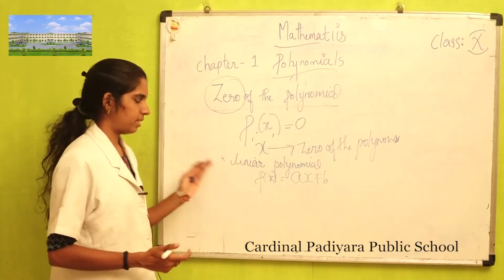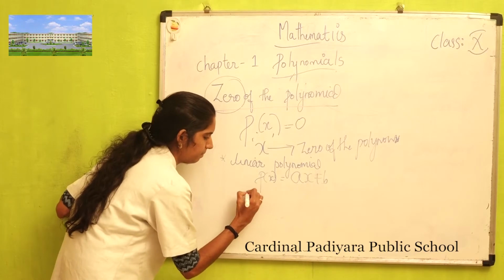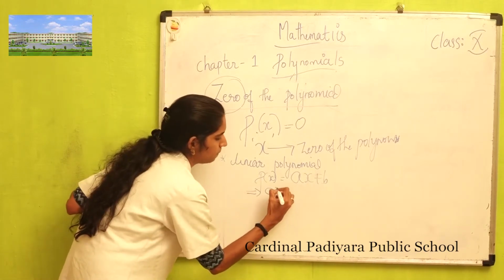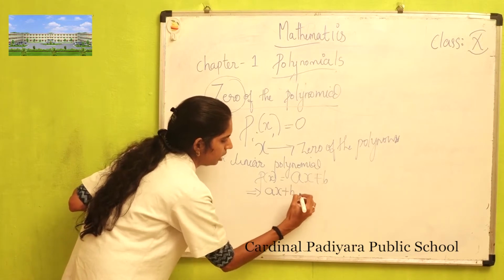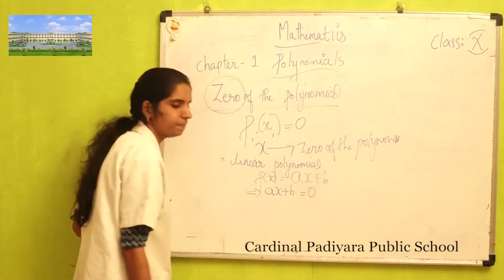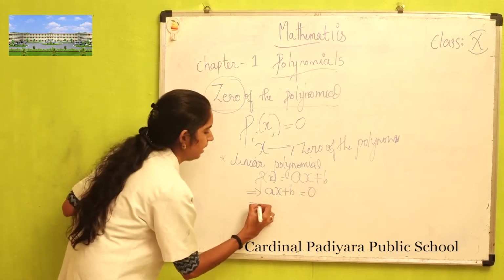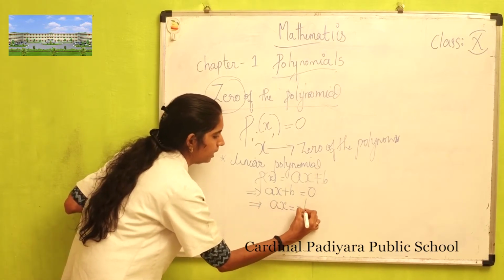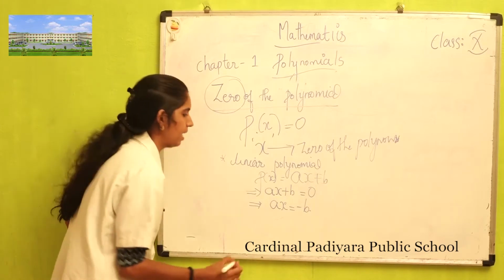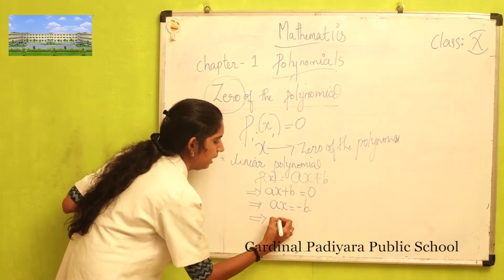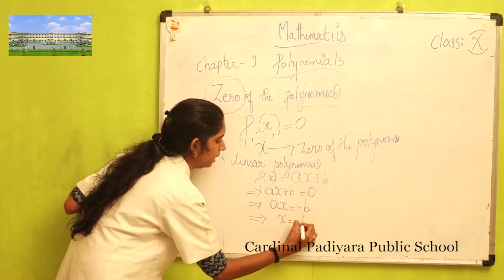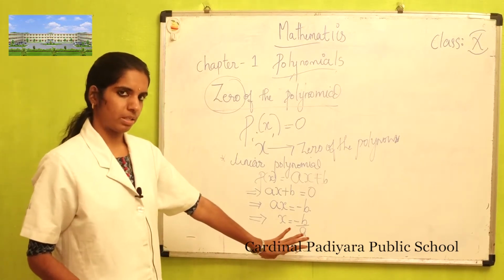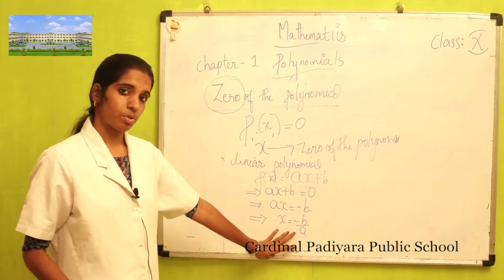So it's the same case. We should equate. So this implies, the symbol is implies, ax plus b is equal to 0. Clear? This implies ax equal to minus b. And this implies x equal to minus b by a. So this value of x is known as the zero of the polynomial.